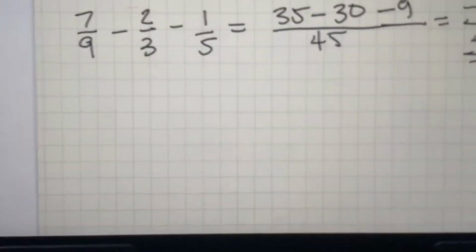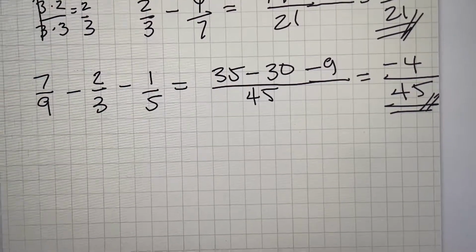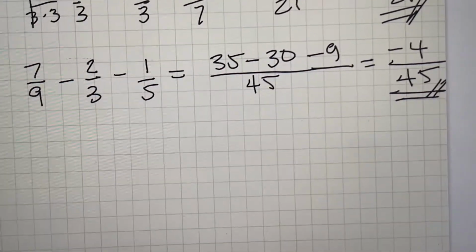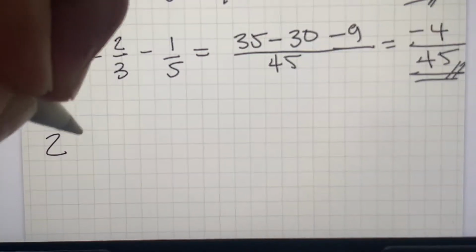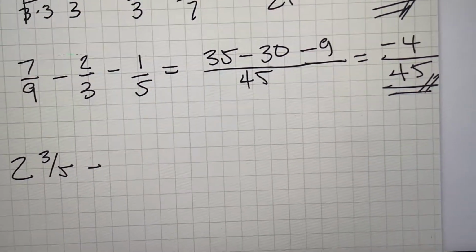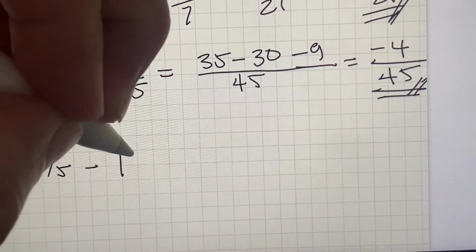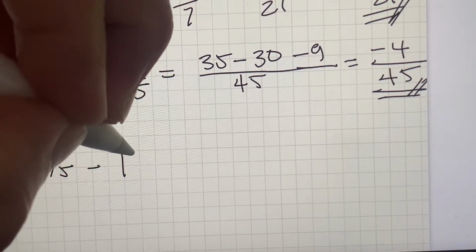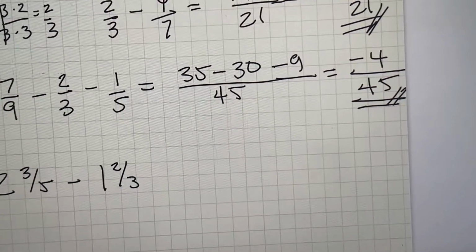Now, let's subtract a mixed fraction and another fraction. So now I'll say 2 3/5 minus 1 2/3. Okay, so let's look at it and see how we can solve this.